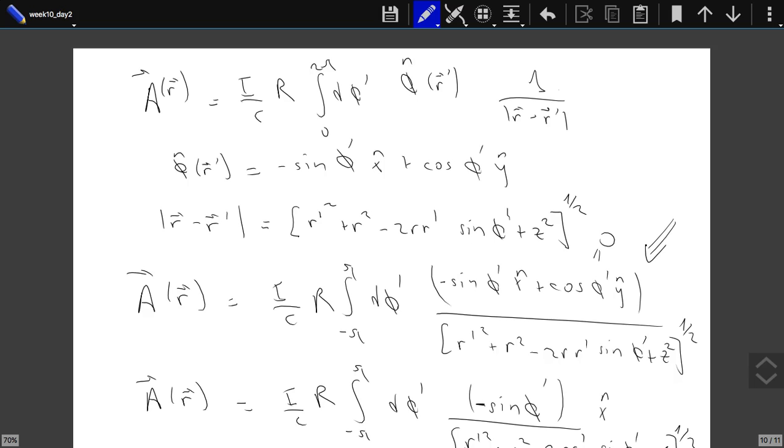And it was kind of nice because the current is in the phi hat direction, and the vector potential is also in the phi hat direction. And then we will look at the infinite line, for which we had already calculated the magnetic field. We can calculate the vector potential for an infinite line, and we will see that the vector potential is also in the direction of that line.